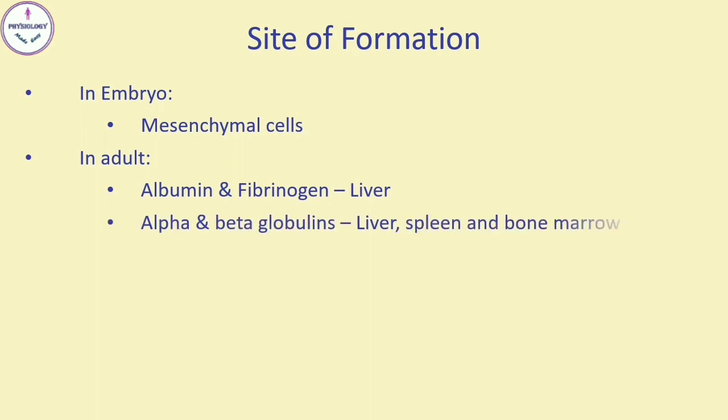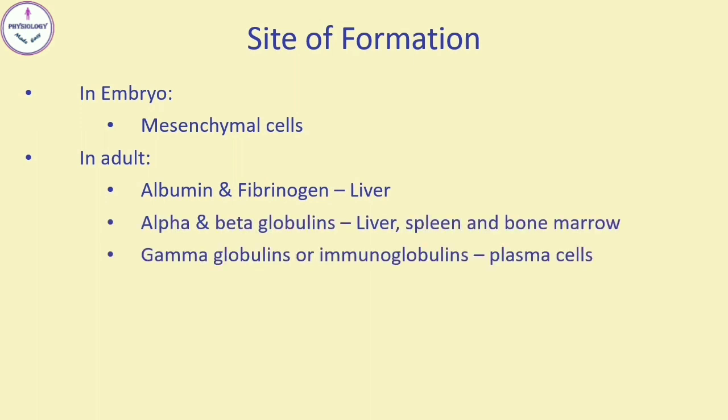Next is site for formation of plasma proteins. In embryo, plasma proteins are formed by mesenchymal cells, whereas in adults, all the plasma proteins except gamma globulins are formed primarily in the liver, alpha and beta globulins are also formed by the spleen and bone marrow. Gamma globulins or immunoglobulins are formed by plasma cells. These cells are derived from B lymphocytes.